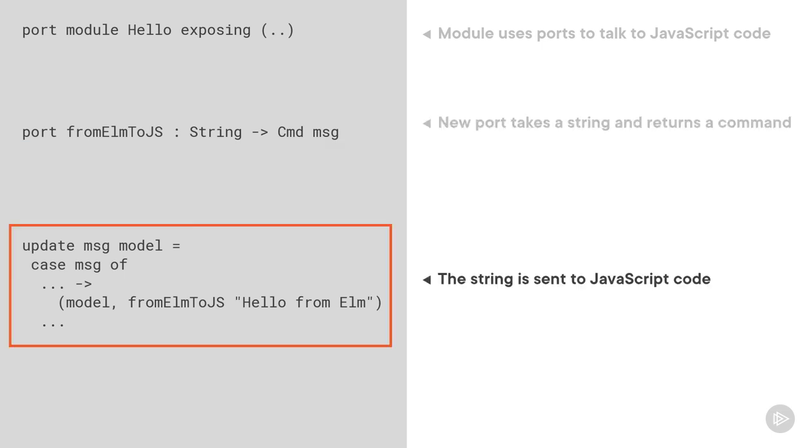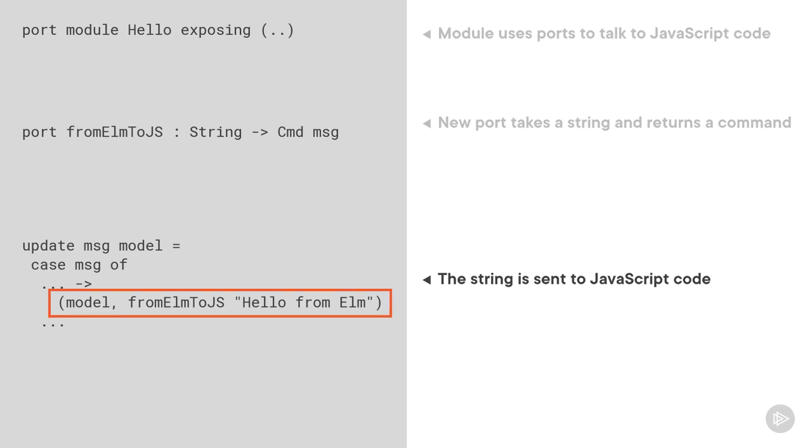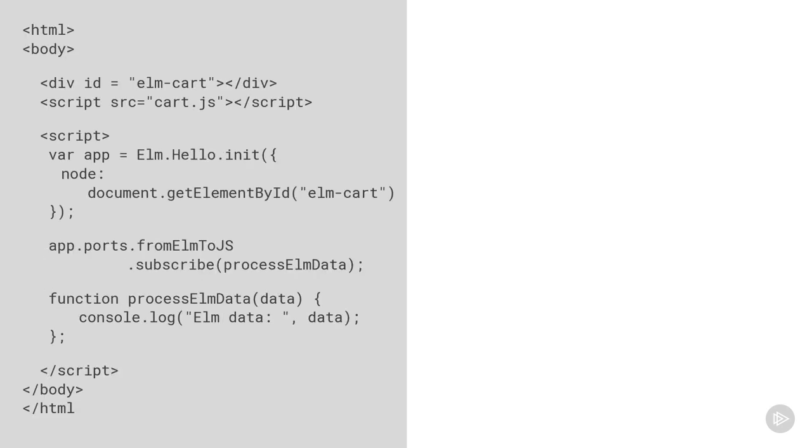Third, here is how to send that string via the port to JavaScript. Somewhere in the update function, a branch returns a tuple with a model and a call to the port with a string argument. The Elm runtime takes care of handling this message so that it can be consumed by the JavaScript code. Here is how to consume the data from Elm in JavaScript.